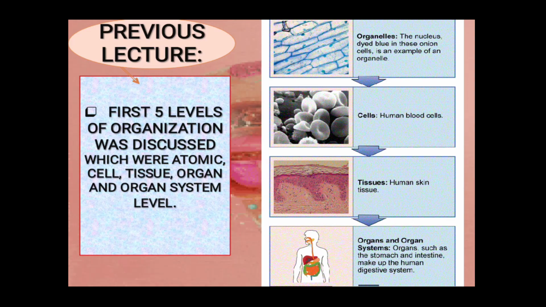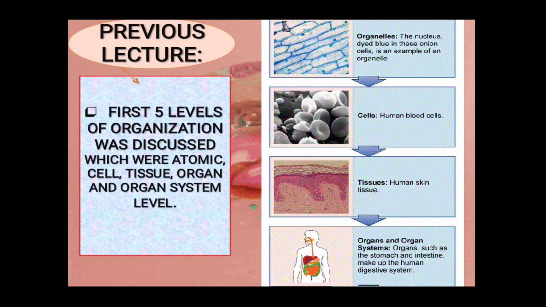Atoms are the smallest particles which may or may not exist independently. These atoms combine through a chemical bond and form molecules. In biology, molecules are of two types. First, micromolecules, molecules with low molecular weight. Second, macromolecules, molecules with high molecular weight.